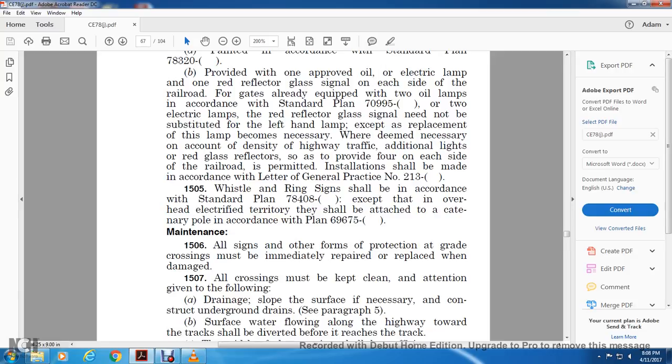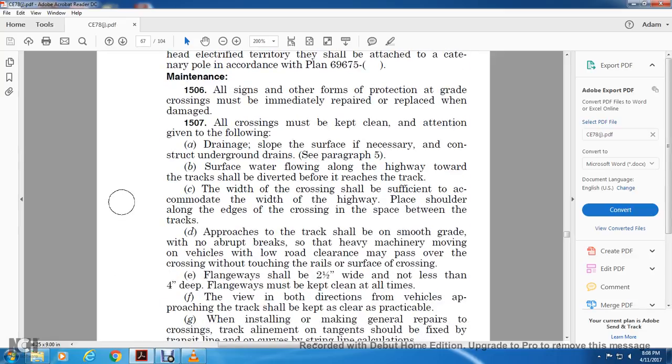Whistle and ring signs should be in accordance with standard plan 78408, except in overhead electric territory, where they should be attached to the catenary pole in accordance with plan 6965. All signs and other forms of protection at grade crossings must be immediately repaired or replaced when damaged.